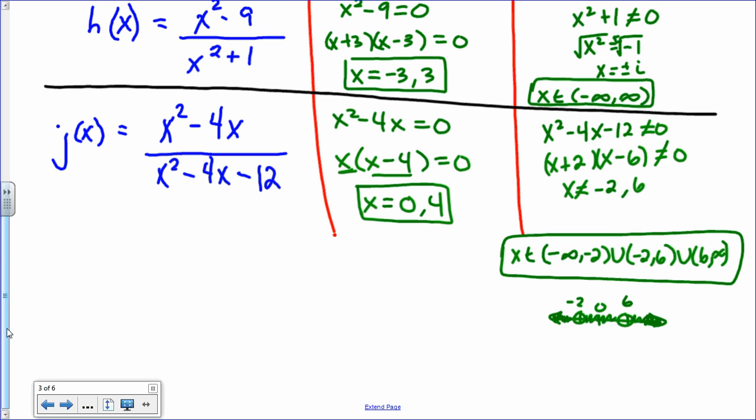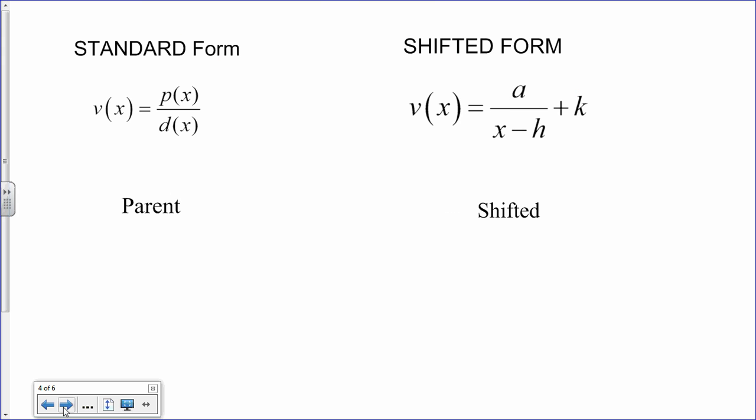So the domain is also going to help us find our vertical asymptotes. Okay? We'll use that more tomorrow or Monday. All right. So standard form of a rational is this p of x over d of x. There's also a shifted form. So today we're going to be spending time graphing things with shifted form. On Monday, we'll be able to graph them in standard form too.